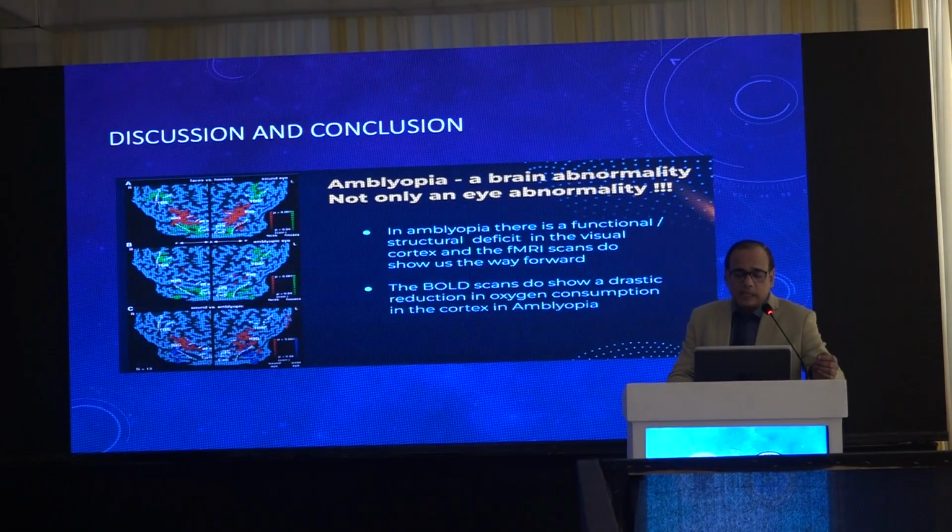So in conclusion, amblyopia is a brain abnormality. It's not only an eye abnormality. These are the functional BOLD MRI pictures. The first picture is of a normal patient without amblyopia, and the next MRI is of the amblyopic patient. There is reduced oxygenation and blood flow to the occipital cortex. And after Orthoptech and Occlutab treatment, there was improvement in the oxygenation and blood levels.